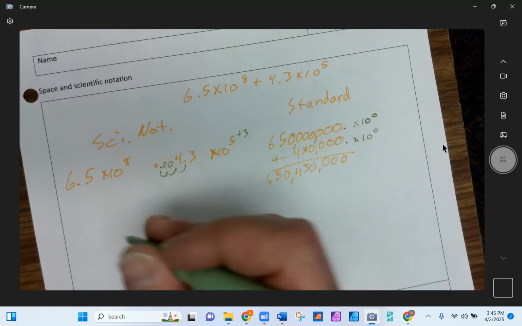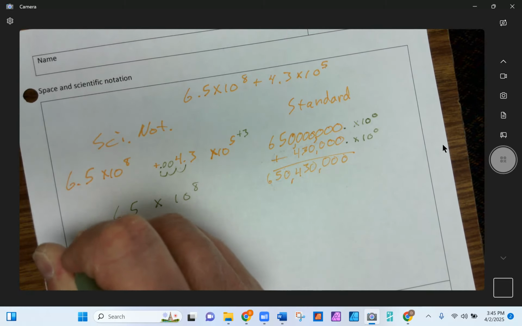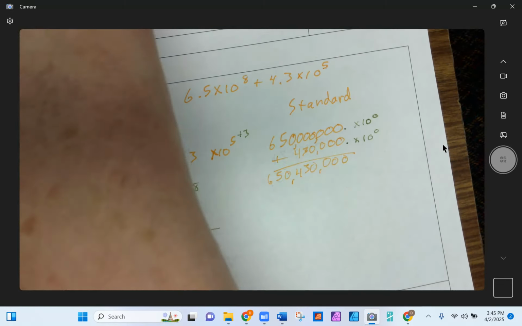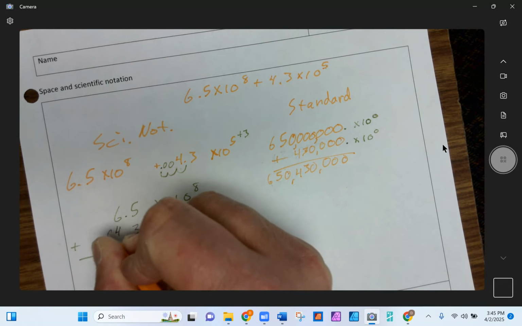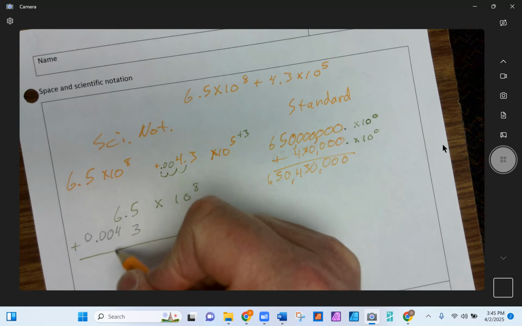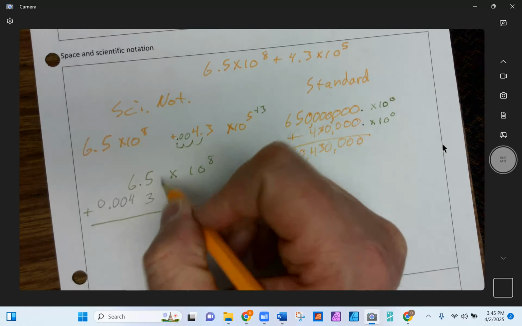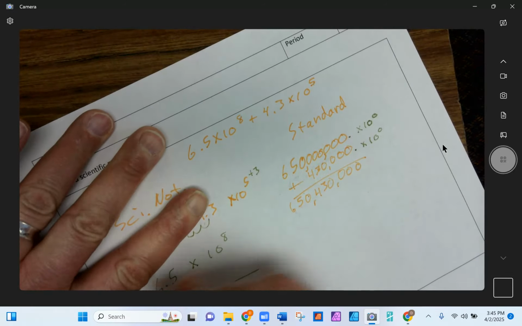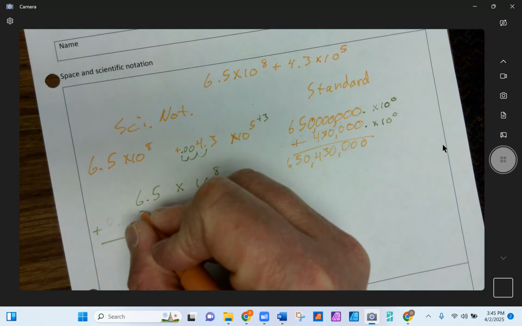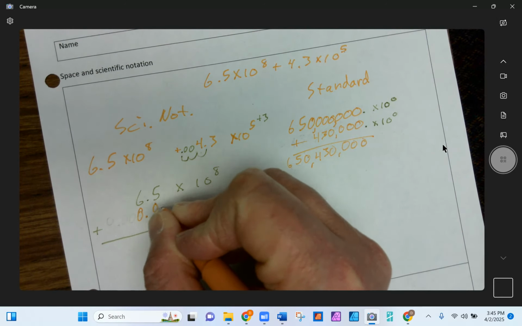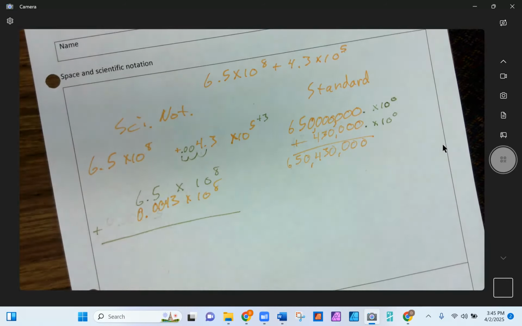Okay. Now I'm going to add them together, right? 6.5 times 10 to the 8th plus, and again, I'm going to purposely make a mistake here. 0.0. Now you'll notice that I've lined my numbers up, but I haven't lined my decimals up. So this would also make a very odd answer that wouldn't make sense. So when you're doing your addition, just make sure that you're lining your stuff up. So it would be 0.0043 times 10 to the 8th.